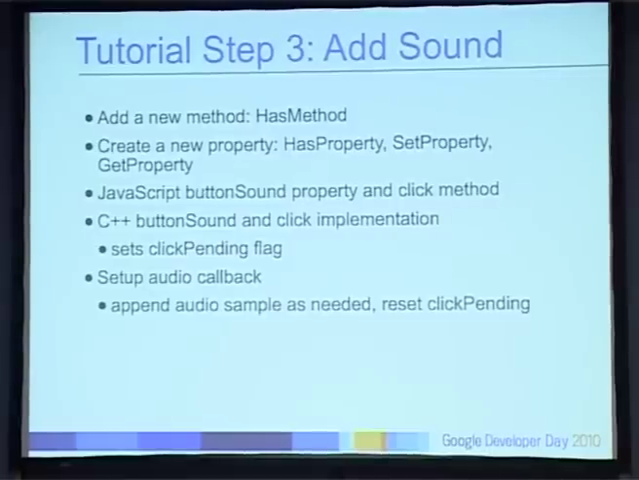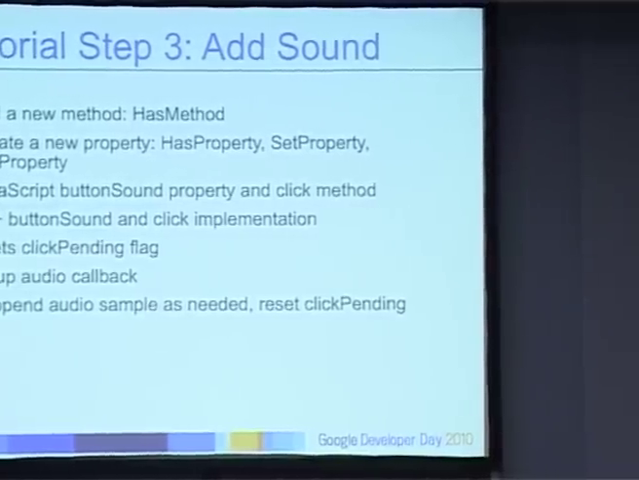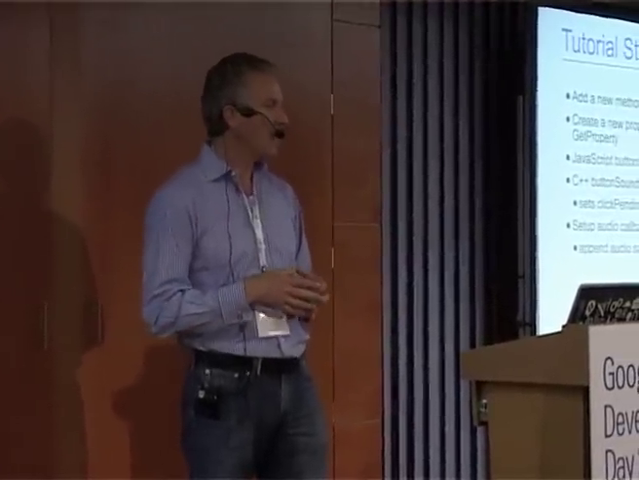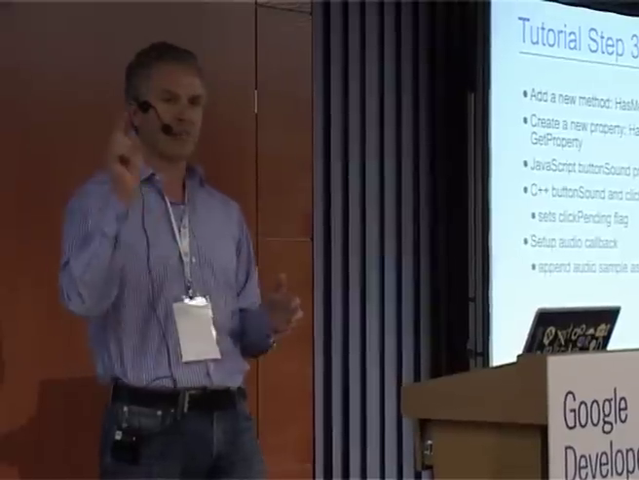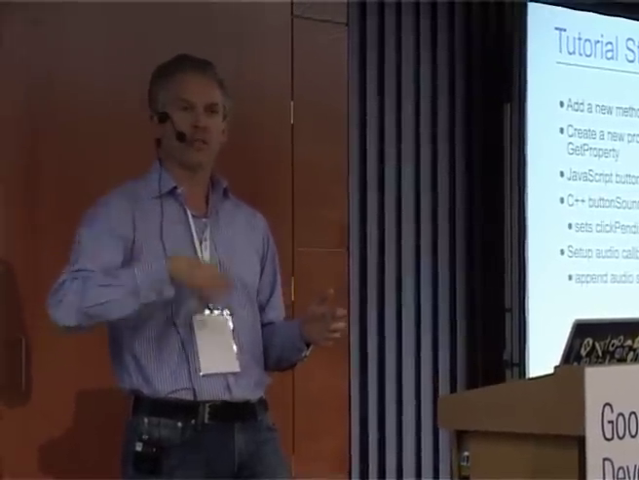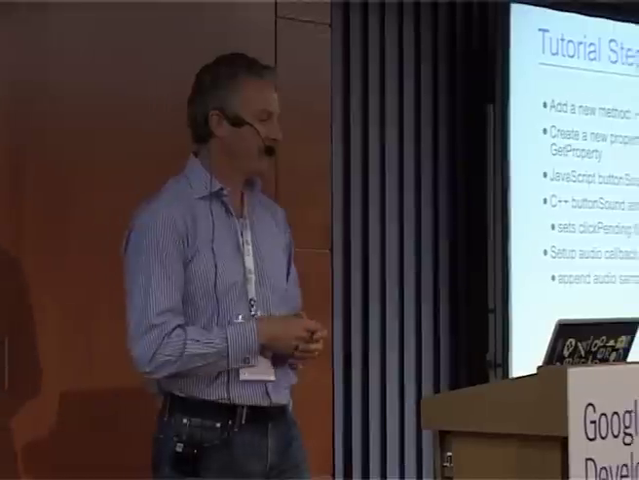So what I'm going to do is add a button sound property, and that's a Boolean. So I turn that on to say I want to hear the clicks, or I turn it off if I don't want to hear the clicks. And then I also add a click method so that as the buttons get pressed, it's going to call click, which should hopefully play the sound.